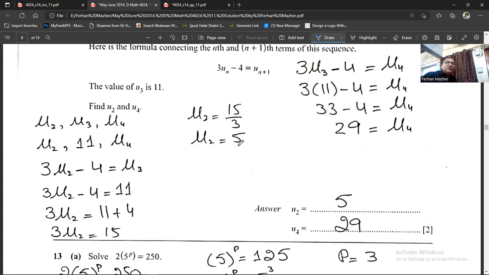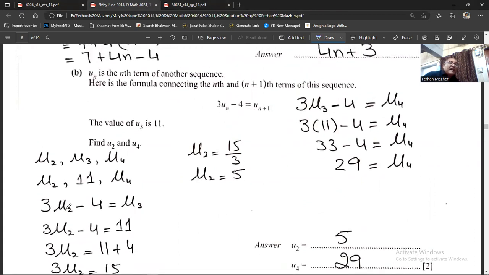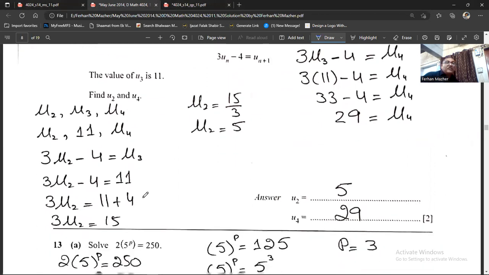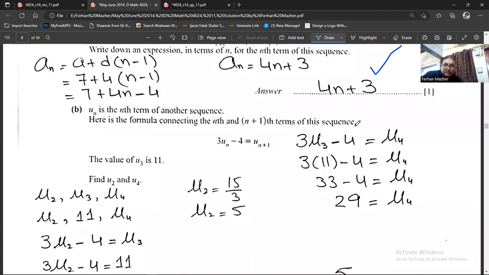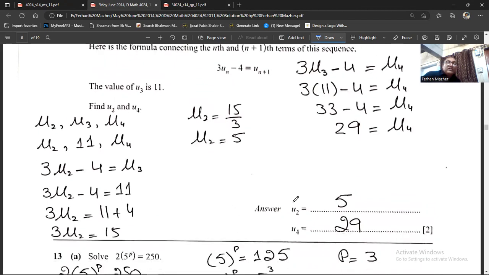So 3 times u2 minus 4 will be equal to u3, according to this formula. u3 is 11. 3 times u2 minus 4 is equal to 11. 3 times u2 will be equal to 11 plus 4. 3 times u2 will be equal to 15. So u2 will be 15 divided by 3, and u2 will be equal to 5. Then you have 3 times u3 minus 4 is equal to u4. 3 times 11 minus 4, that's 33 minus 4, that's 29. So u2 will be 5 and u4 will be 29.